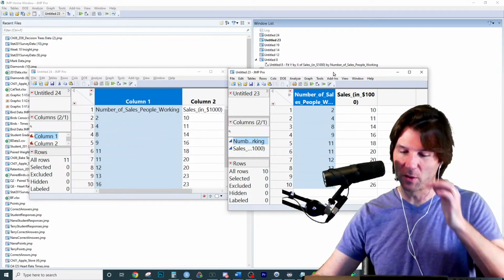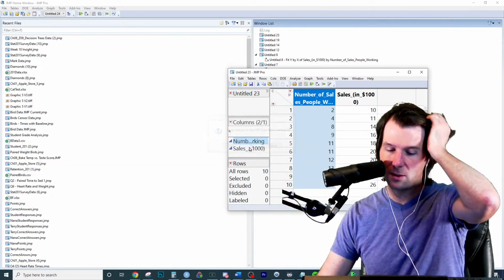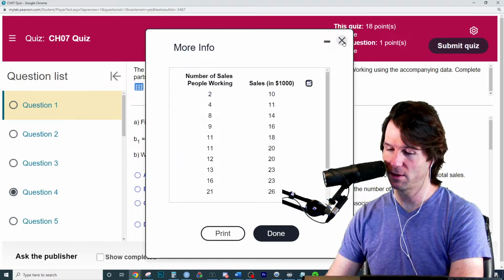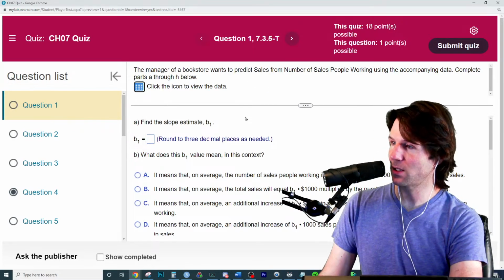Copy exactly. Blake dropping those instructions. You got it right there. Be a JMP Pro. It's a joke. It's a pun on JMP Pro.